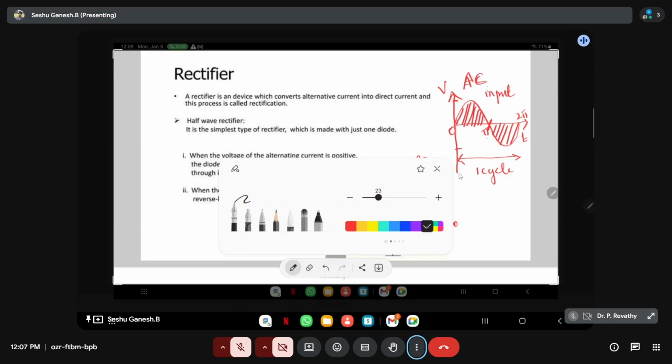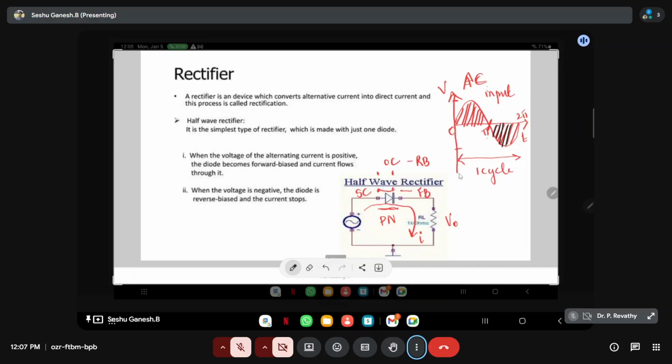This diode will not work in the negative half. It will not work. So what will be the output? How can we draw the output voltage? In the output voltage, there will be output present here only for the positive half, and for the negative half, it will be working as an open circuit. There will be no output present.